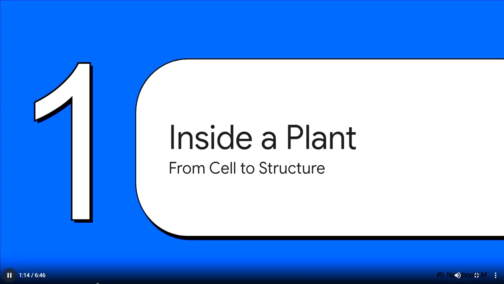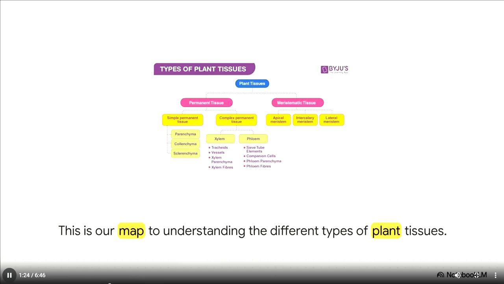So let's start our tour by going inside a plant. We're going to explore how these incredible organisms build themselves from the ground up, literally tissue by tissue. Think of this flowchart as our map for this part of the journey. You can see how it all splits into two main families. First, you've got meristematic tissue that's all about growth, and then you have permanent tissue, which handles all the specialized day-to-day jobs. We're going to start with those growth zones, the meristematic tissues.